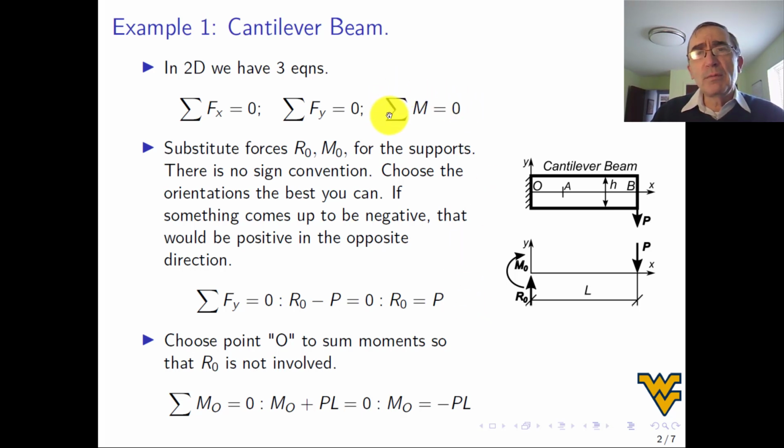Next, we have to use summation of moments equal to 0. For this problem, it is so easy that we could choose to calculate moment with respect to any point. But in general, it's better to choose a point like O, where some of the unknowns are not involved. In this case, it's not a problem because R0 we already know, so we could choose any point. But let's say I want to go directly here, I choose O as the point. Therefore the distance between R0 and the point is 0, so R0 goes away, I don't have to use it.